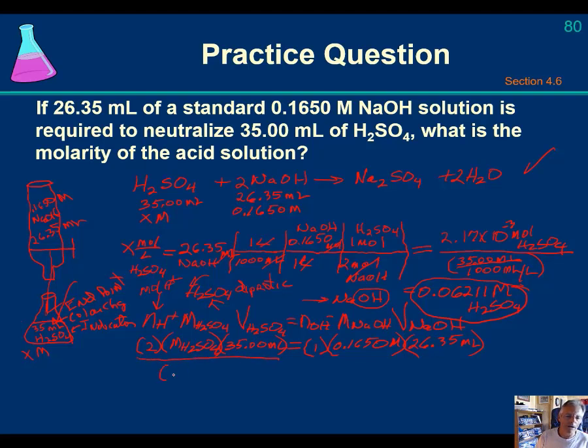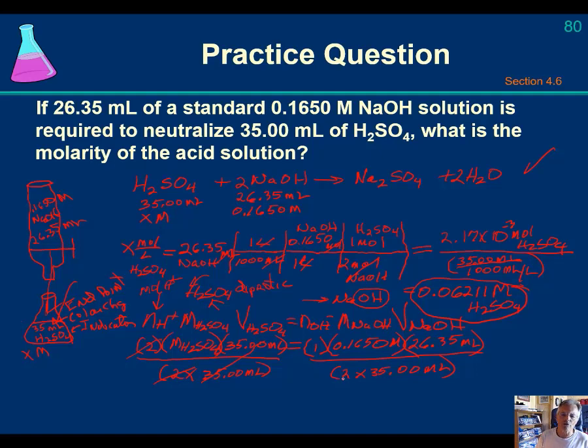We divide by 2 times 35.00 milliliters. We divide both sides by the exact same quantity, 2 times 35.00 milliliters. The 35 milliliters and the 2 cancel over here, and we solve for the molarity of the H2SO4. So we got 1 times 0.1650 molar sodium hydroxide concentration times 26.35. These are in the numerator. Well, they are also in the numerator in this particular method.